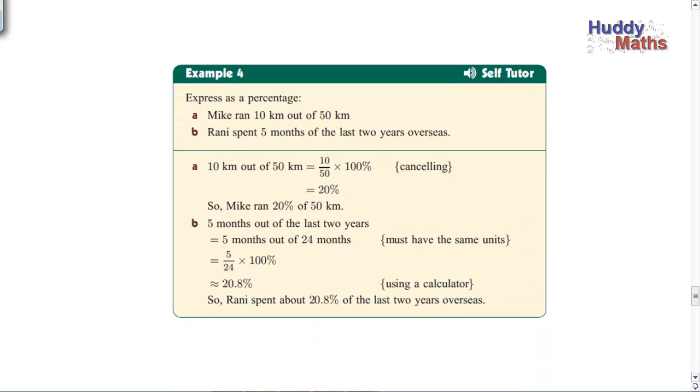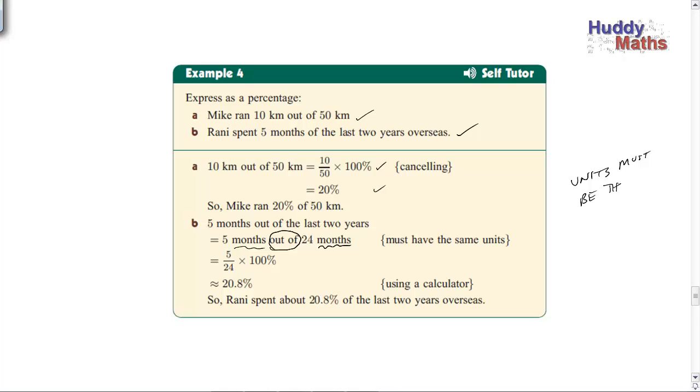Okay, here we go. Example 4 from Hayes and Harris. Mike ran 10 out of 50, and you can see why we might want to write that as a percentage, to compare what proportion he ran of the race compared to somebody else. Rani spent 5 months of the last 2 years overseas, so how much time was spent overseas? 5 months, here's a crucial word. 5 months out of 2 years, which is 24 months. When you're doing percentages, these units must be the same. So I'll just write that down here. Units must be the same.